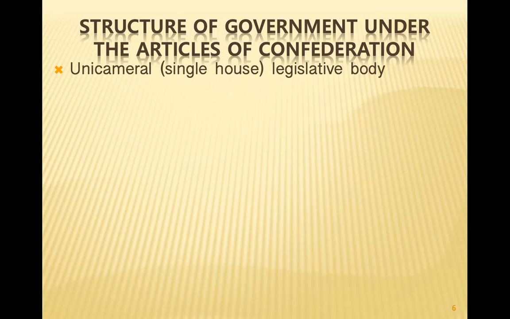So, under the Articles of Confederation, the government was structured very differently than the government that you see today. Where we have three branches of government: the judicial, which is our courts, the executive, which is our president, and the legislative, which is our Congress. The Articles of Confederation only had one branch of government, which was the legislative branch.